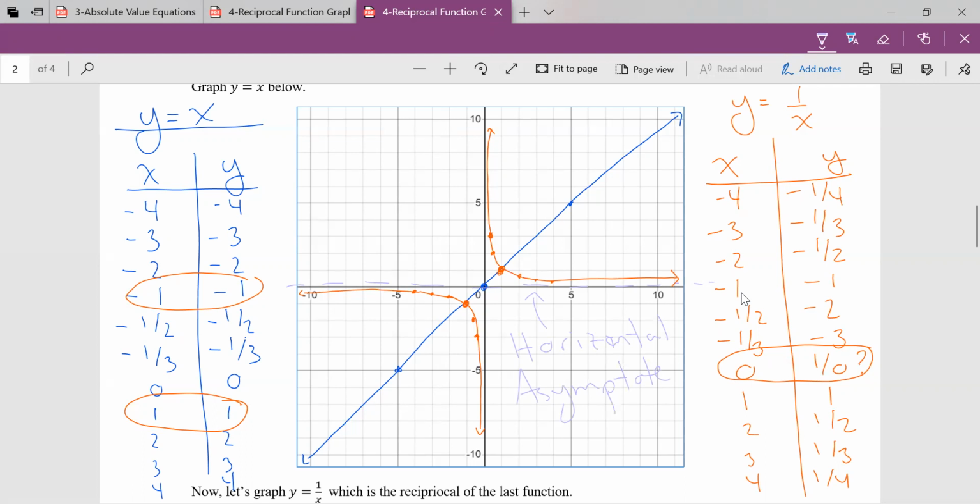We never touch it. There's no input, no x value that I can sub in here that will ever give me 0. We've also got this imaginary line right here, which I'm trying to draw on top of the y-axis, that we never touch either. This is known as the vertical asymptote. So again, the reason why there's this line here is we can't divide by 0.